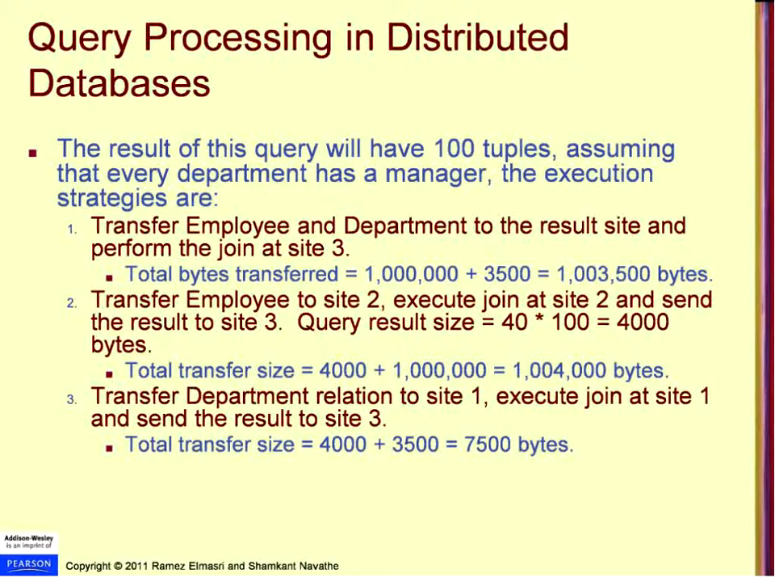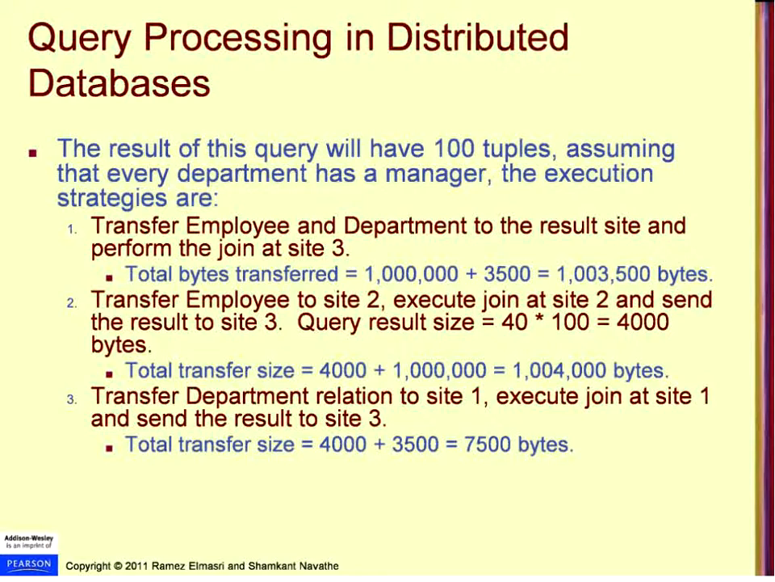The execution strategy is transfer employees. Let's see the execution strategy. Transfer employee and department to the result site, which means site 3, and perform the join. The total bytes transferred will be 10 raised to the power 6 plus 3500, as it was previously. So you are transferring all the data to site 3. So this is the highest, and the highest is quite high.